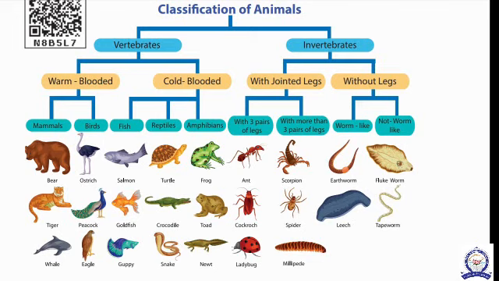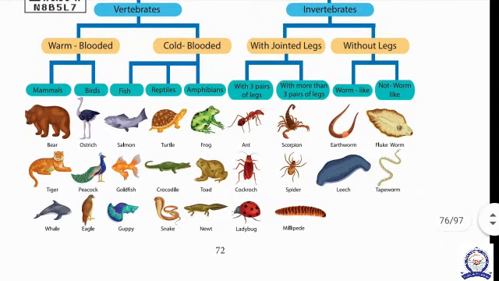But cold-blooded animals can change their body temperature to suit the environment. Examples: fishes, reptiles, amphibians. These can change the body temperature to suit the environment. These organisms are called cold-blooded organisms.